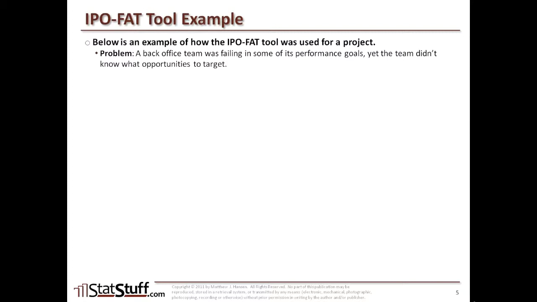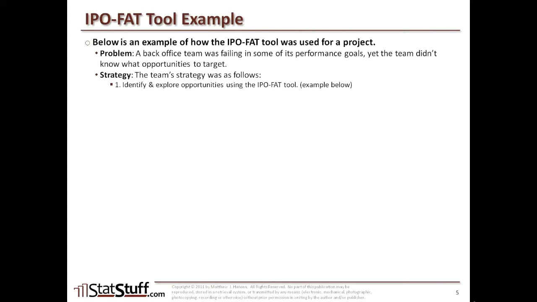But the team just doesn't know where they need to focus on. They don't know what the opportunities are. They're failing in so many different areas. So what you might use is something like the IPO FAT tool to help guide them to find the opportunities and build some sort of strategy for how you're going to execute these. So the strategy that you might come up with might look like this.